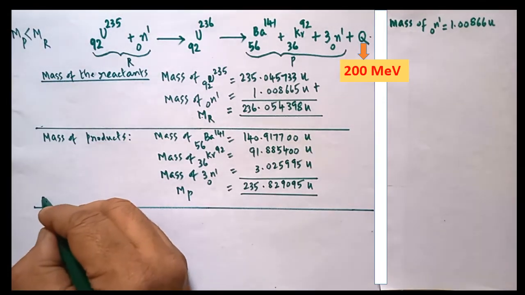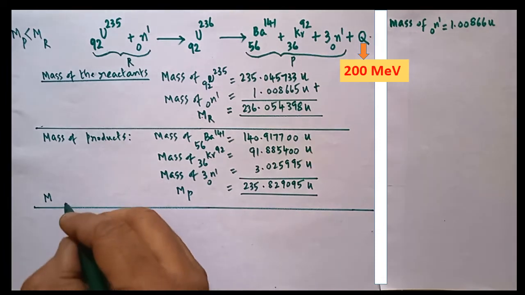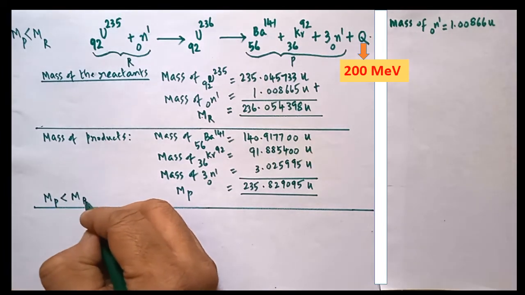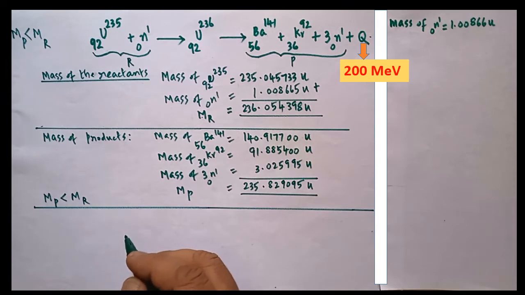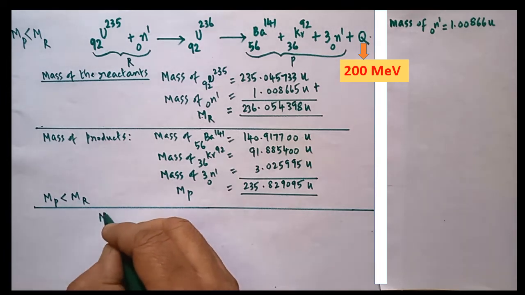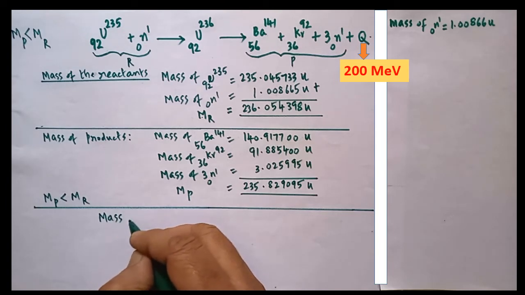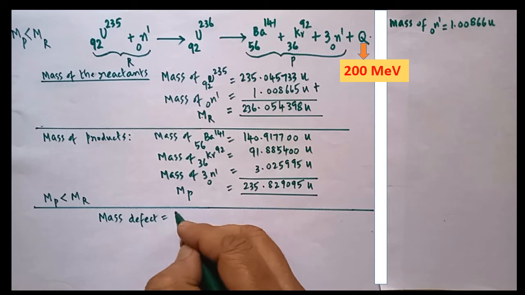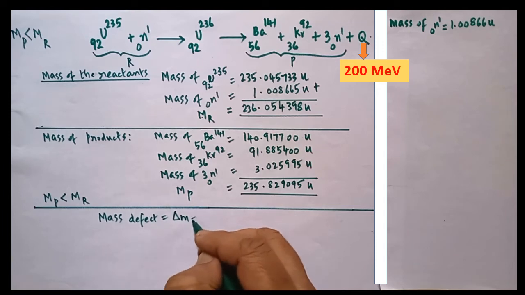This conclusion is very important. Mass of the product is lesser than mass of the reactant. So there is a difference in mass. The difference in mass between these two is called, what is this? Mass defect. It is represented by the letter del m.